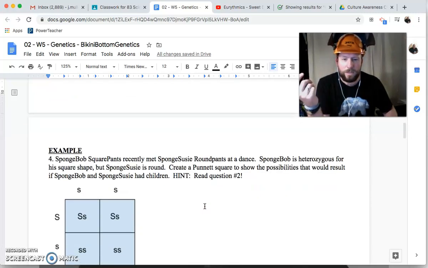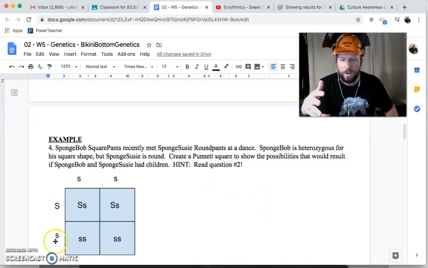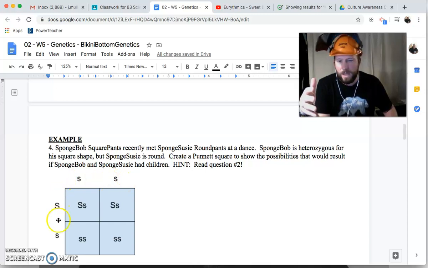Number 4, you've got an example here. We've got some questions talking about SpongeBob SquarePants meeting Sponge Susie Roundpants at a dance. Make sure that you understand SpongeBob being heterozygous. So clearly SpongeBob is over here on the left-hand side, while Sponge Susie is round. She's over here on the top, because that is homozygous recessive. And square is, in this case, not only heterozygous, but also SpongeBob is square.